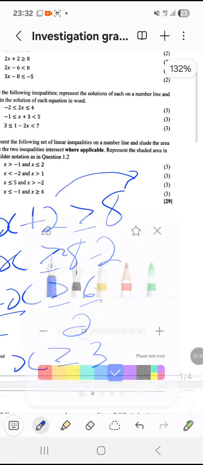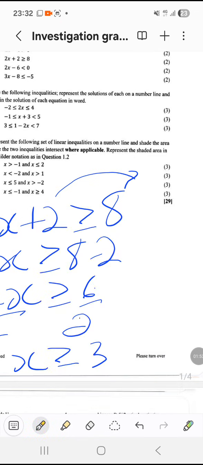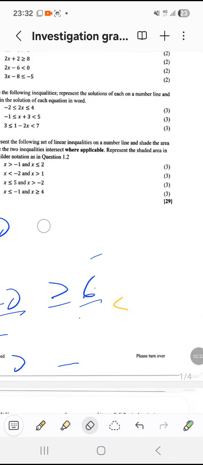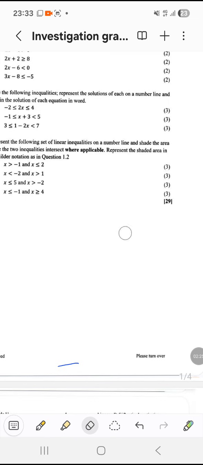Let's see. So this is our number line. We'll write 3. Now the arrow is pointing at 3 to the right. So we'll write a circle and an arrow pointing to the right, but this circle is shaded. Why? Because it's an equality, and an equal sign below. So this is our number line. So you'll continue from the last two.